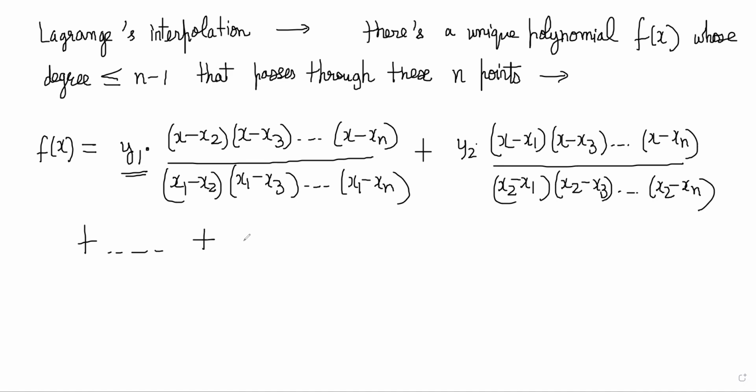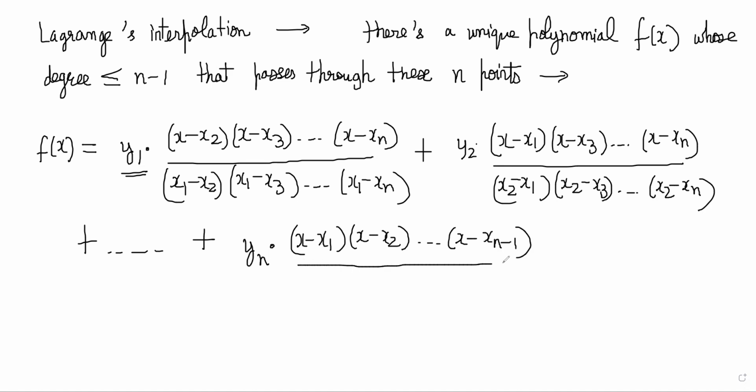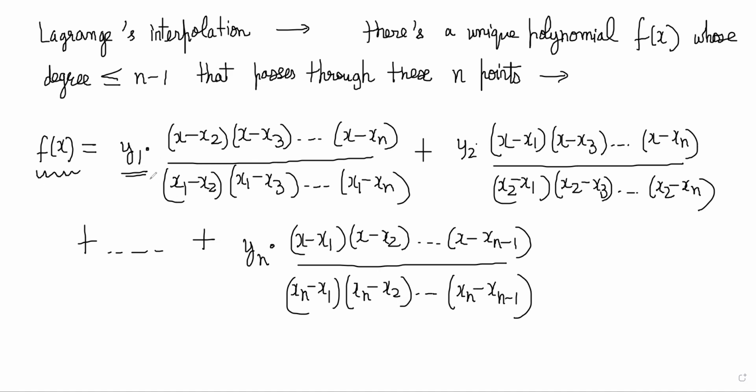You will keep taking the points. So finally you'll get yn times x minus x1. The factor missing on top will be x minus xn, so x minus x1, x minus x2 till x minus x of n minus 1. And then you will take xn minus x1, xn minus x2 till xn minus x of n minus 1. So this sequence of sums basically gets us the polynomial f of x, which will pass through all of the points x1, y1, x2, y2 till xn, yn.